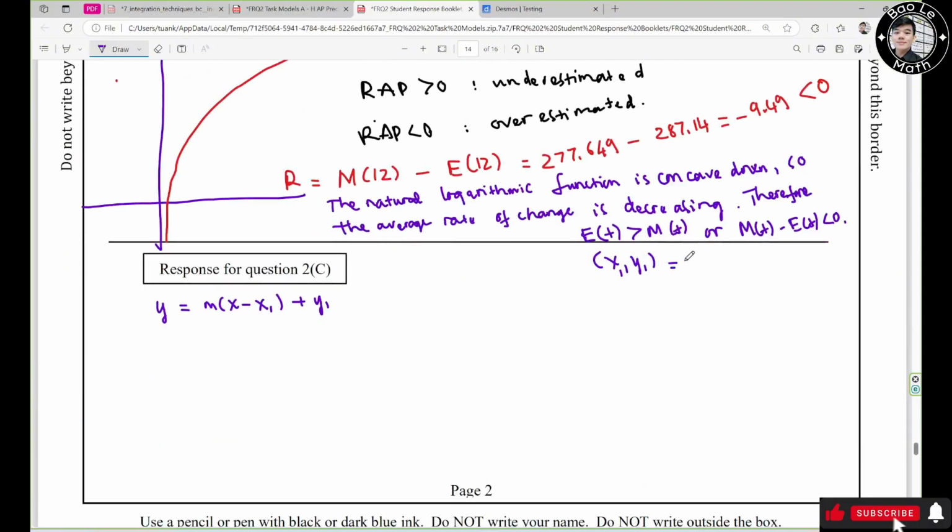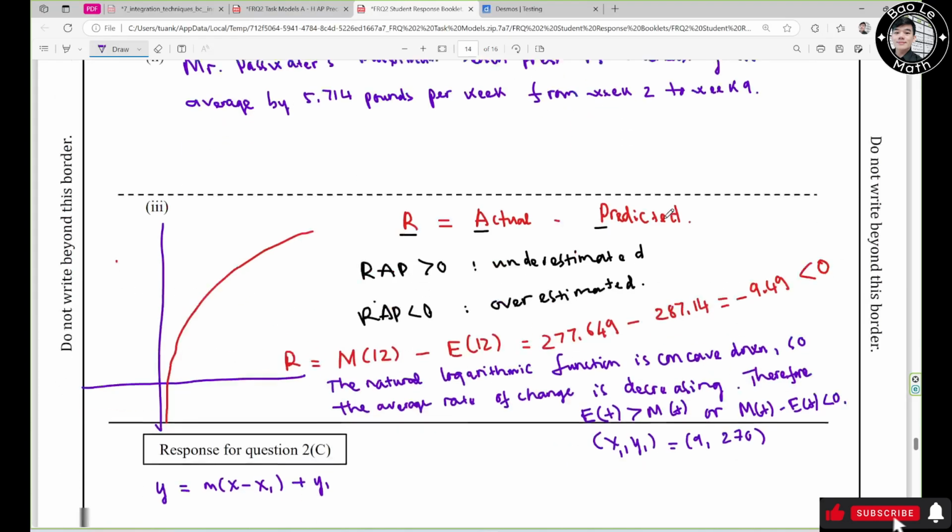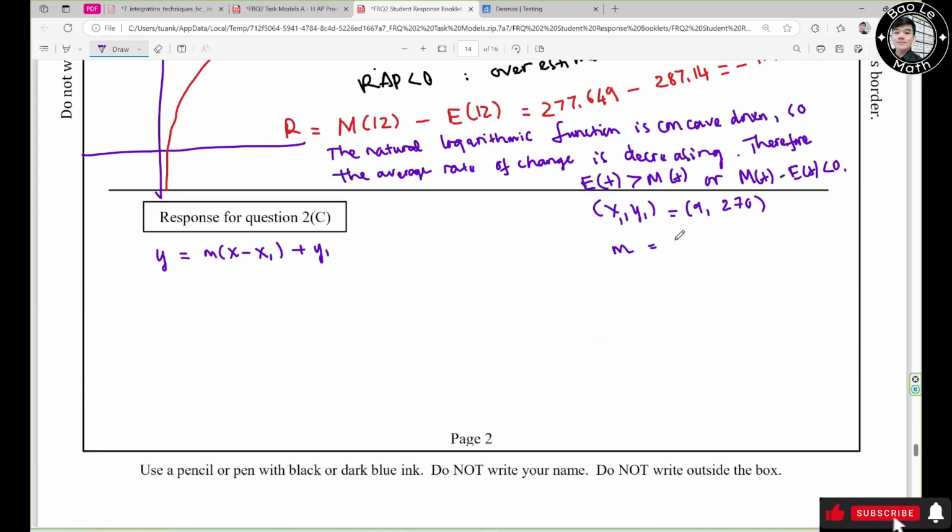So it's going to be 9, 270, right? The arbitrary chain, we got it right here, 5.714, right? So m equals 5.714. Now we substitute over here, y represents E of t, equals 5.714 times (t minus 9) plus 270, right? Now we're going to simplify this one, distribute this one, and simplify.